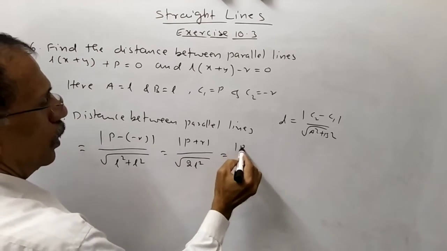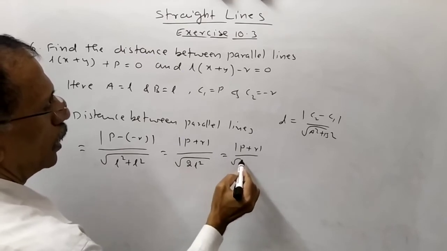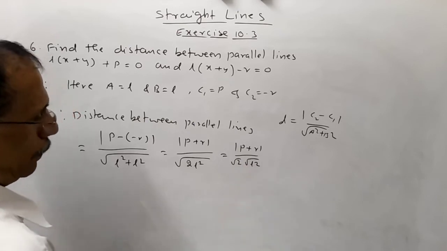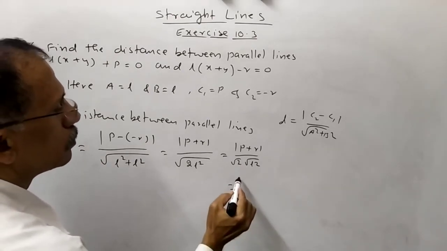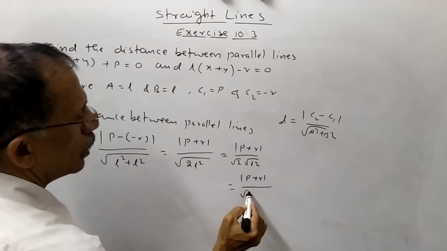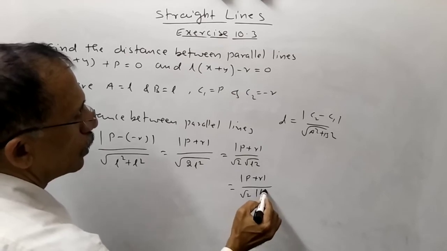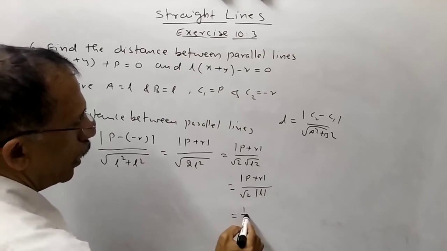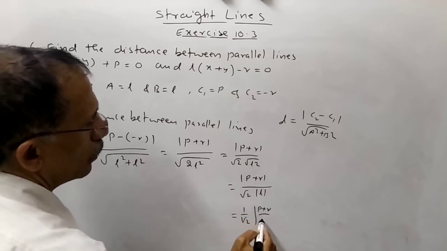This is equal to absolute value of P plus R divided by, this can be written as root 2 into root L square, which can be written as absolute value of P plus R divided by square root of 2 into square root of L square, which can be written as absolute value of L. This is nothing but 1 by root 2 into absolute value of P plus R divided by L.